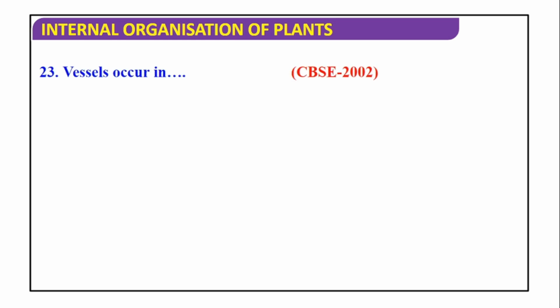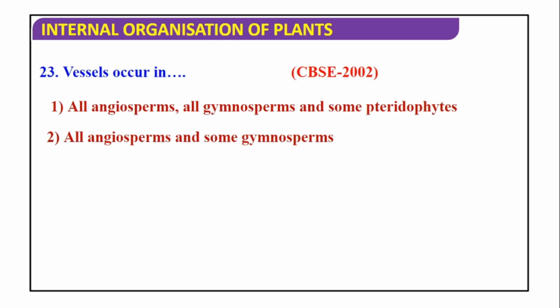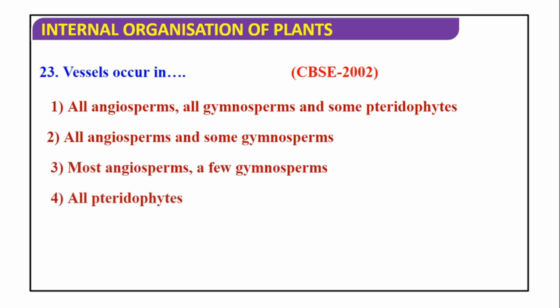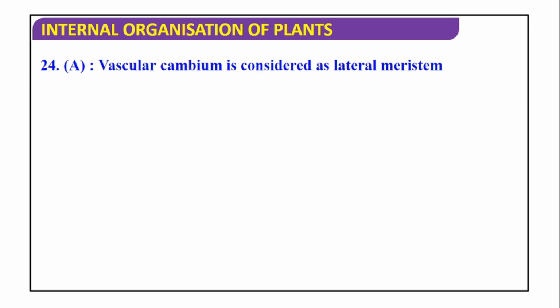The next question, vessels occur in all angiosperms, all gymnosperms and some pteridophytes; all angiosperms and some gymnosperms; third, most angiosperms and few gymnosperms; and last, all pteridophytes. So the correct answer is vessels occur in most angiosperms and few gymnosperms.